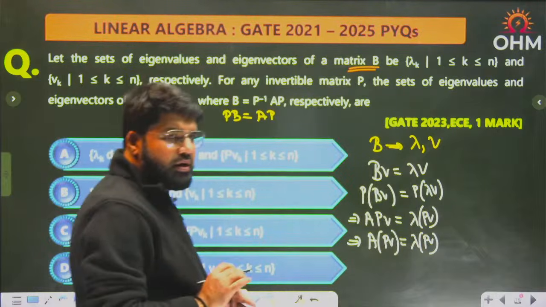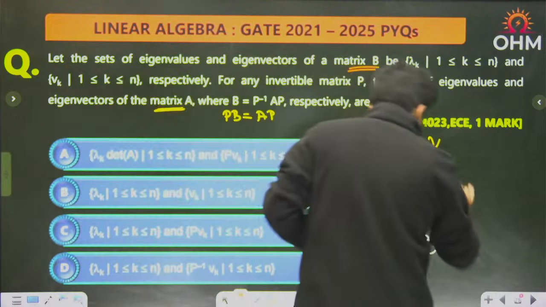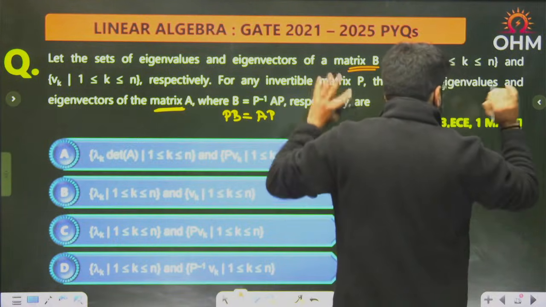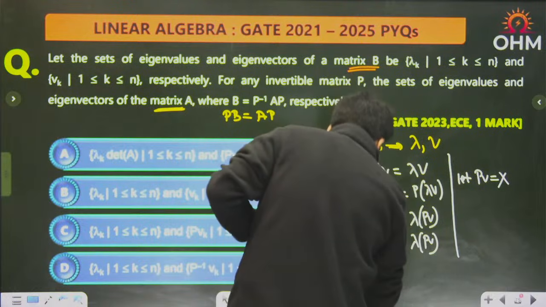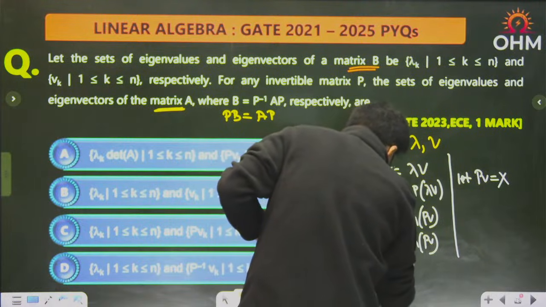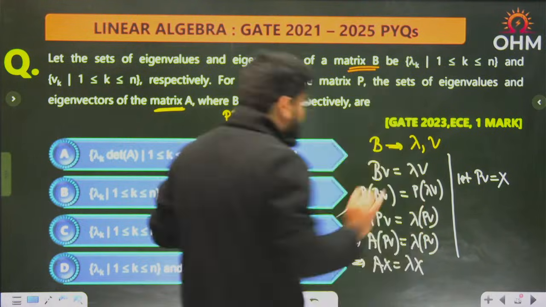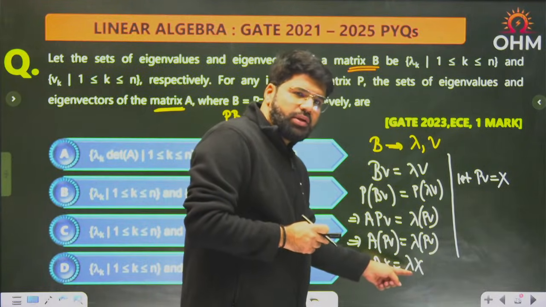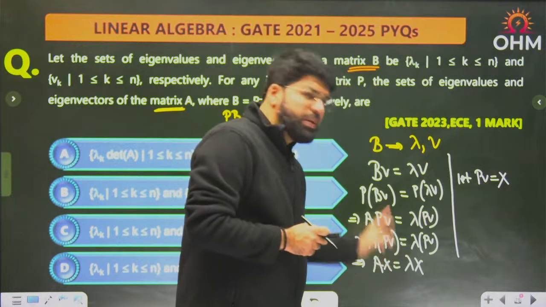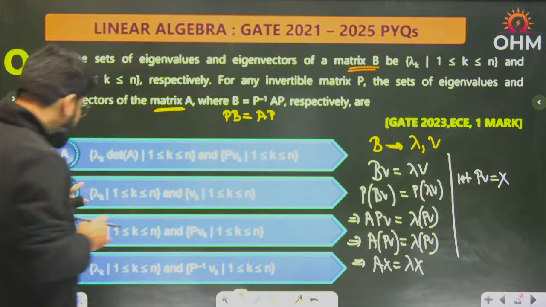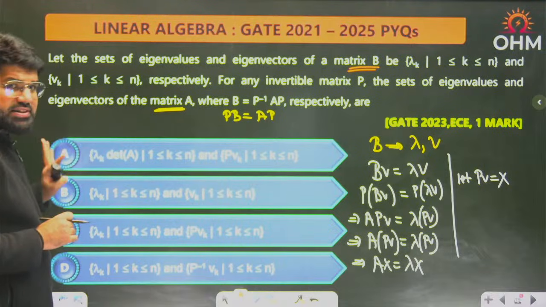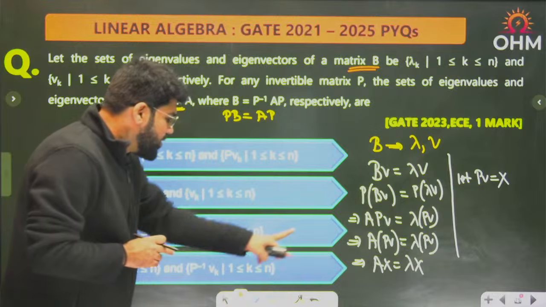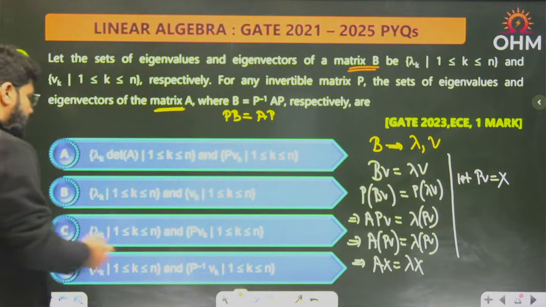Or let P into V equal to some vector X. What is the relation now? AX equal to lambda X, a clear eigenvalue-eigenvector relation. So what is the eigenvalue for matrix A? Lambda only. What is the eigenvector? P into V. The eigenvalue will remain as lambda; it will not modify. But the eigenvector will modify as P into V. The correct answer is C.